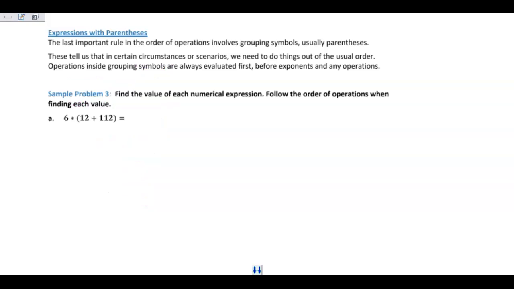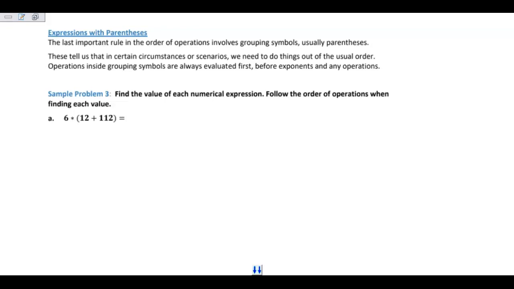Okay, these are going to be examples with grouping symbols. Most common is parentheses, but we do have brackets and braces. What grouping symbols do is tell us that in certain circumstances we need to do things outside the usual order. It's basically saying focus here first.